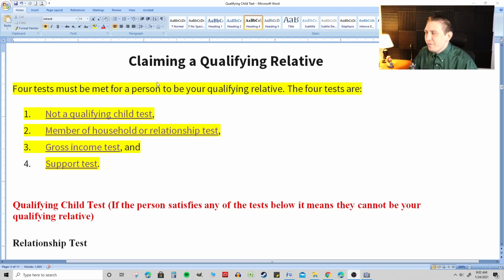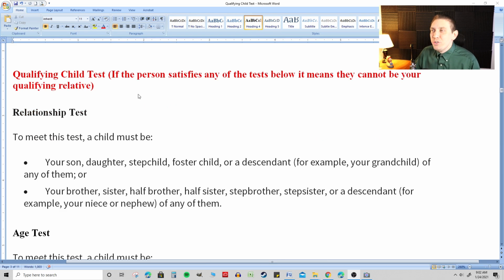Moving on down the line here, we have claiming a qualified relative. Let's go into a little bit more of the detail behind these tests and what it means and what you need to know.